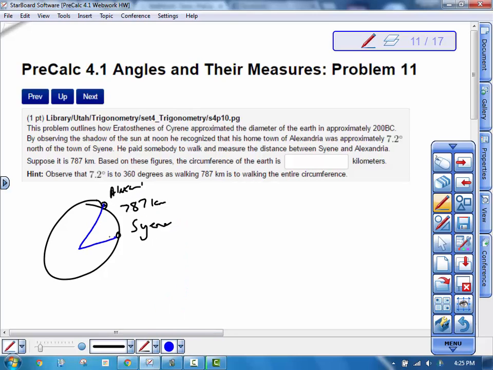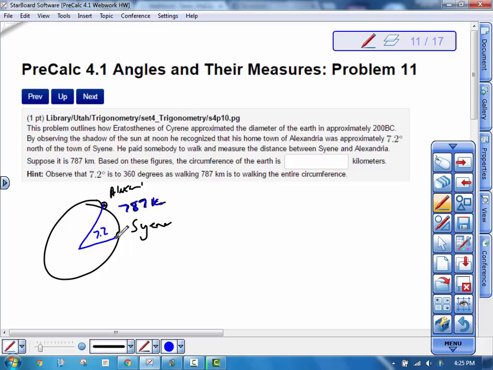And he noticed that the angle between them was 7.2. Now in class, if you want me to go over how he figured that angle out, I will. It's actually pretty clever, and it's real simple too. It involves our alternate interior angles that we learned about in geometry. It's fairly simple.